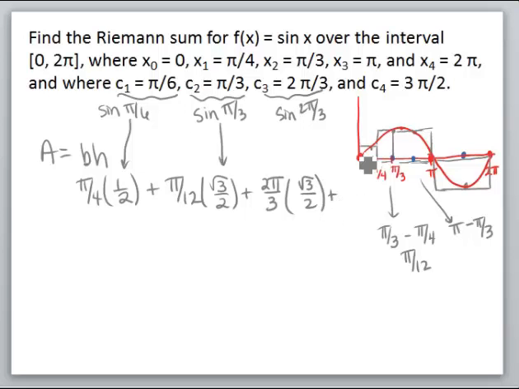Plus, the last part here, the distance from pi to 2 pi would be pi. And then the height of this would be whatever the sine of 3 pi over 2 is. Well, the sine of 3 pi over 2 is negative 1.